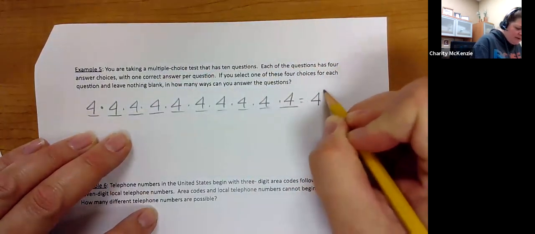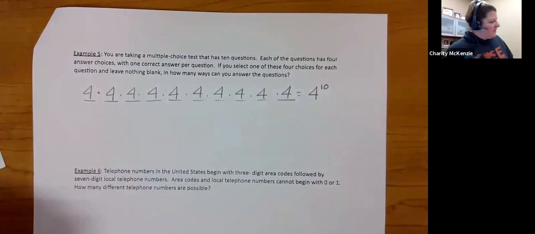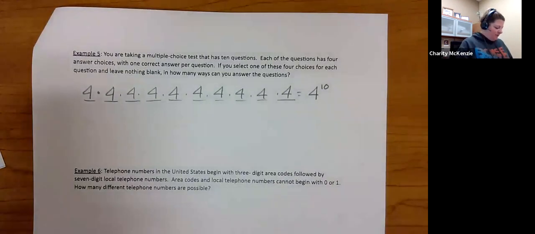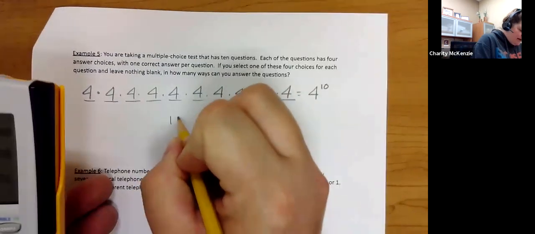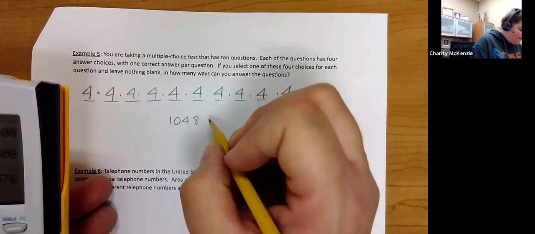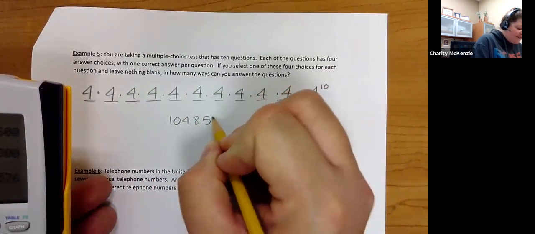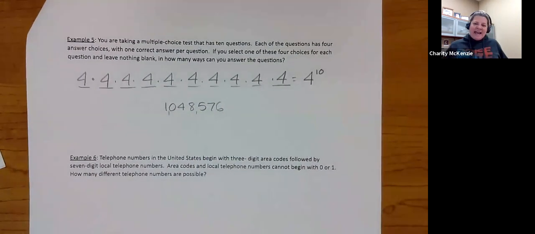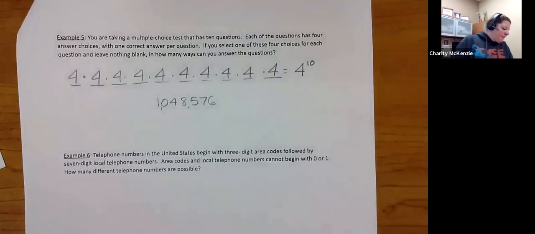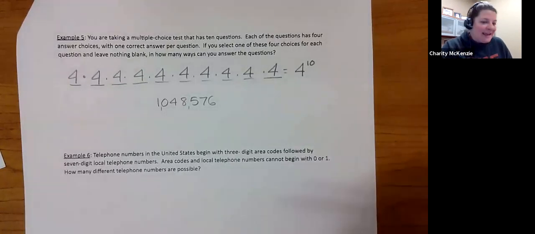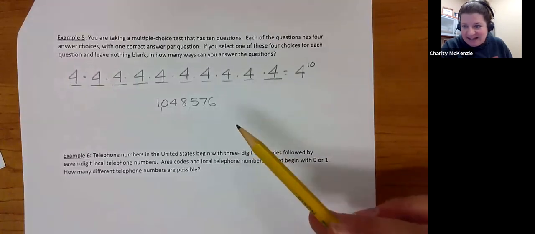4 to the 10th. And I like 4 to the 10th on my calculator versus 4 times 4 times 4 times 4 times 4. So 4 to the 10th power is 1,048,576. So 10 questions, and you had 4 choices. Here is how many different ways you could answer that.